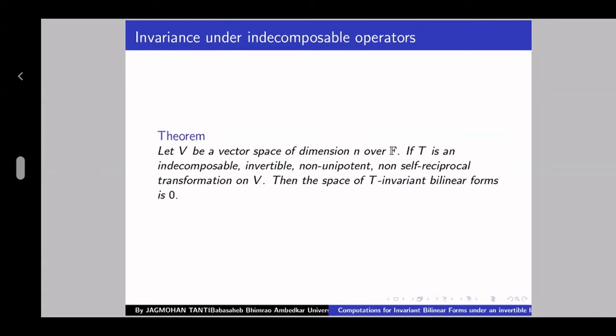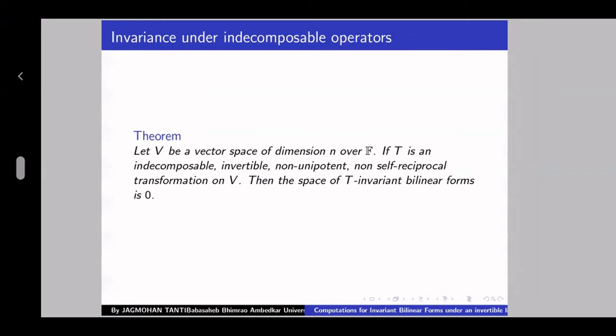So here again, we are taking an indecomposable, invertible, non-unipotent, non-self-reciprocal transformation on B. Then again, the space of T-invariant bilinear forms is 0.